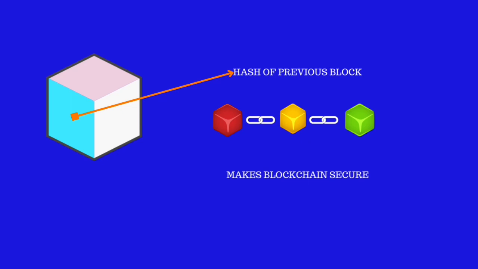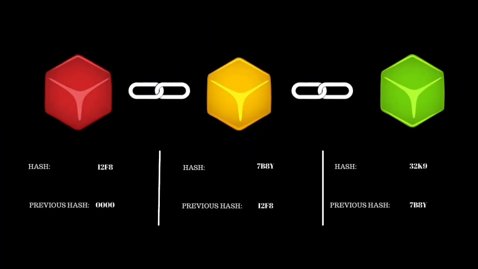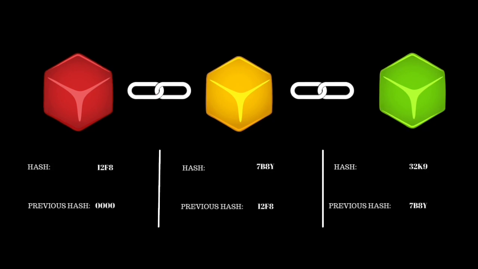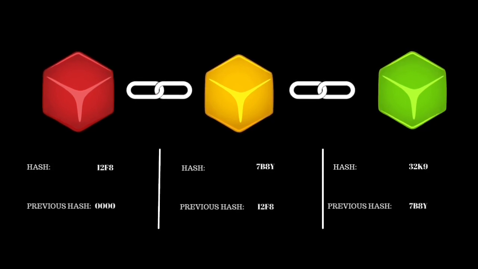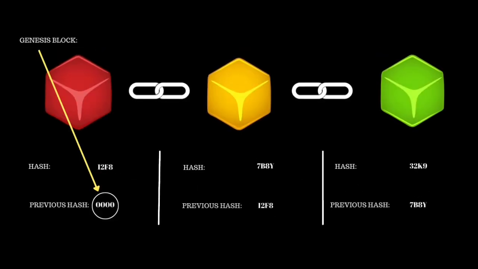So let me just give you a visual. This is a blockchain of 3 blocks. Now each block has a hash and also the hash of the previous block. As you can see, block number 3 points to block number 2 and block number 2 points to block number 1. But block number 1 is different. It does not point to any previous block because it's the first one. This is called the Genesis block.